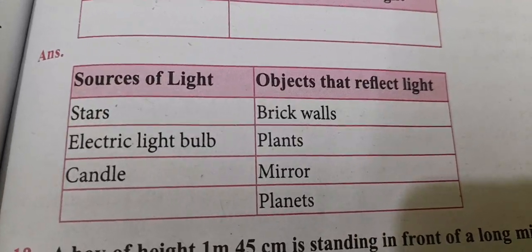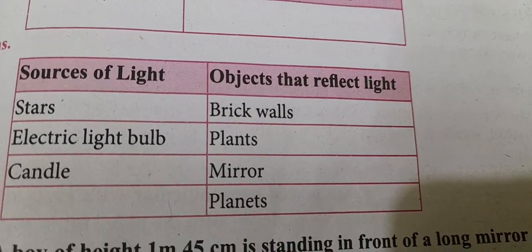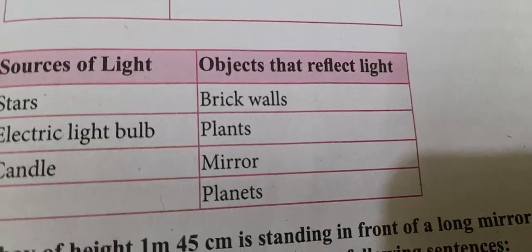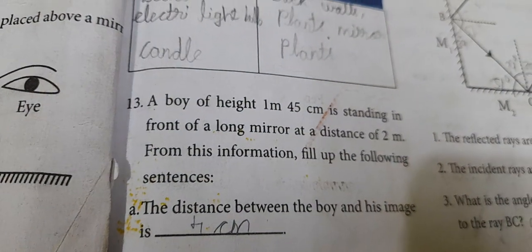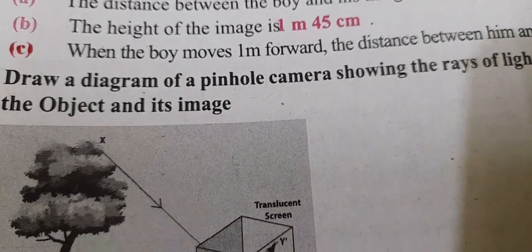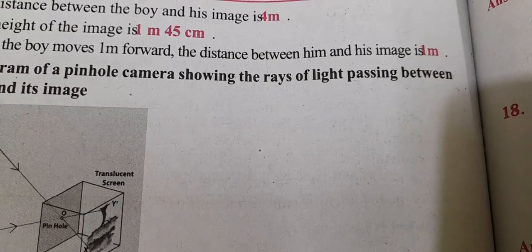12th கொஸ்டின் ஆன்சர், சோர்ஸ் ஆஃப் லைட் வந்து ஸ்டார்ஸ், எலக்ட்ரிக் லைட் பல்ப், கேண்டில், ஆப்ஜெக்ட் தட் ரெஃப்ளெக்டட் லைட், பிரிக் வால், பிளானட், மிரர், பிளானட்ஸ். அடுத்தது 14th கொஸ்டின் ஏக்கு வந்து என்ன ஆன்சர்னா, த டிஸ்டன்ஸ் பிட்வீன் த பாய் அண்ட் இஸ் இமேஜ் இஸ் 4 மீட்டர். The height B வந்து the height of the image 1 meter 45 centimeter. C வந்து when the boy moves 1 meter forwards, the distance between him and his image is 1 meter.